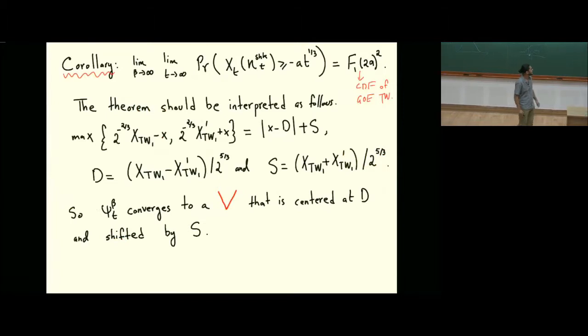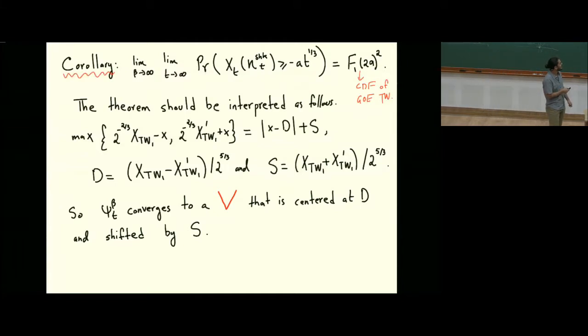If you look at the max of these two things as a process in x, you can represent it as the absolute value of x minus a difference, plus a sum, where the difference is the difference of those GOE Tracy-Widoms, and the sum is the sum of those two. That means the macroscopic shock process is converging to a V. And this V gets shifted randomly. It is centered at this random D, and it gets height shifted by this random S. So it's just a V, shifted in space and height.